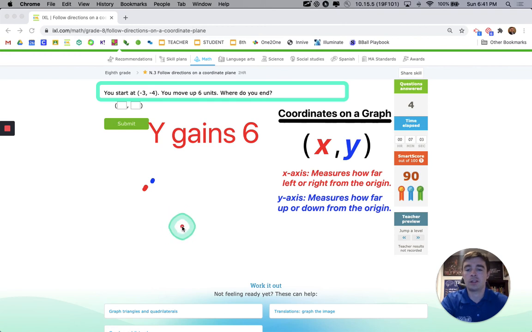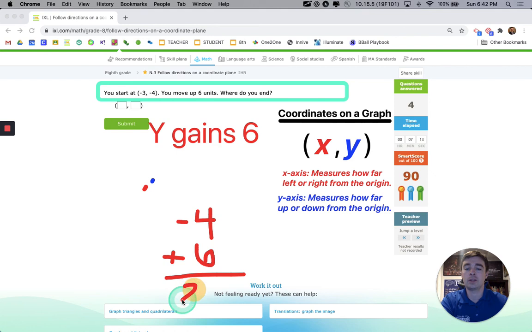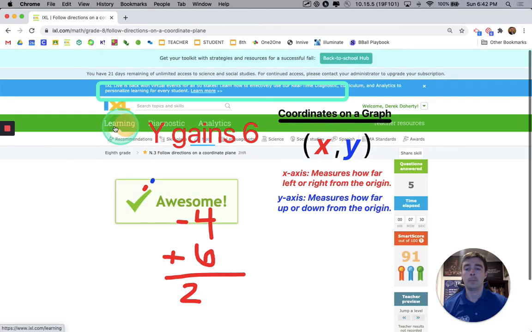I'll go ahead and just write that out as text. The y value was at -4. And now we're going to add 6 to the y value. And -4 plus 6 will move us all the way into the positives. That would give us a +2. So ultimately the y value is now a +2. And the x value is not changing. So -3 and +2. And I did that just by adding 6 units to my y value since they told us we were moving up by 6.